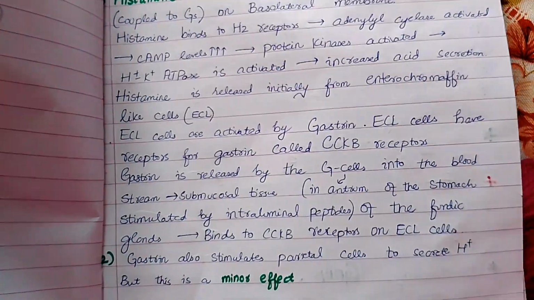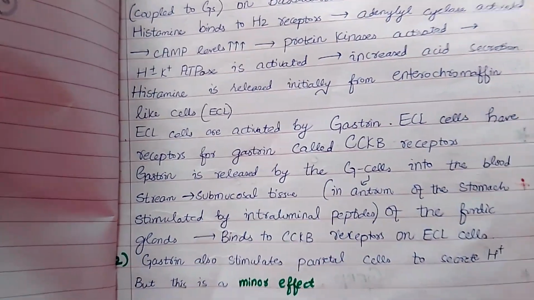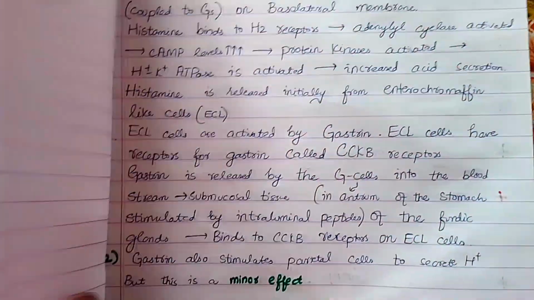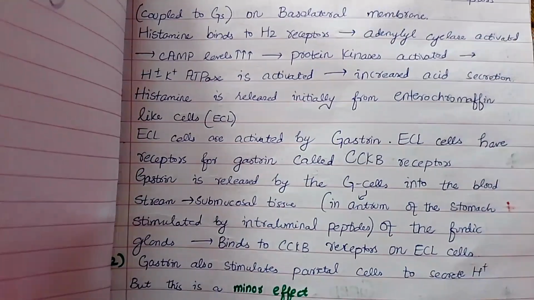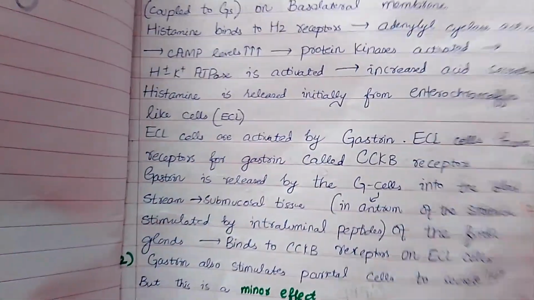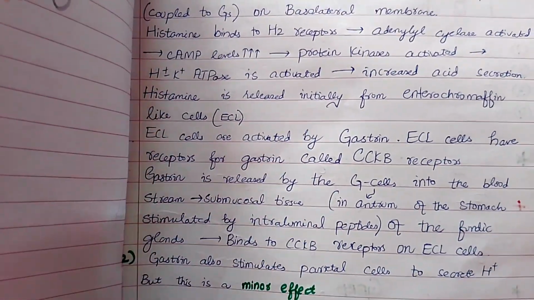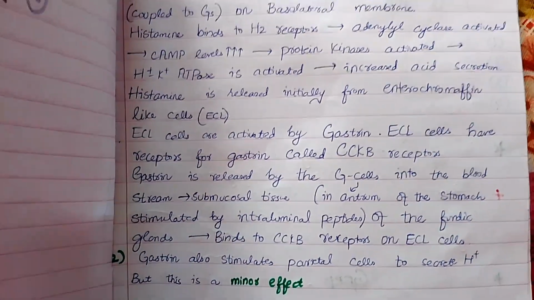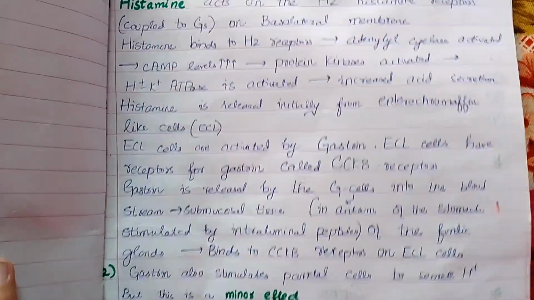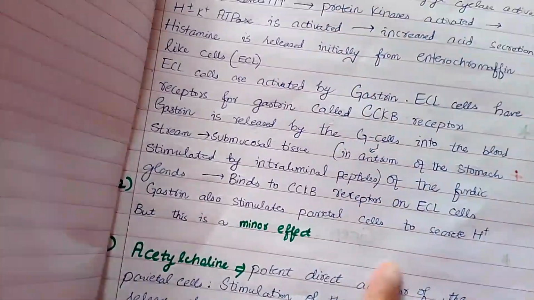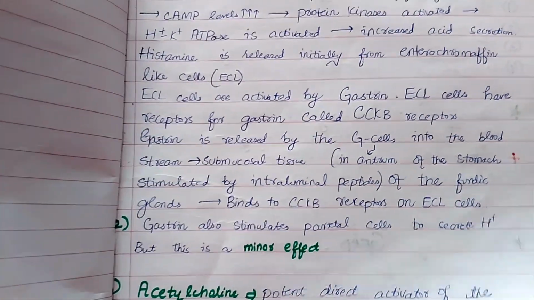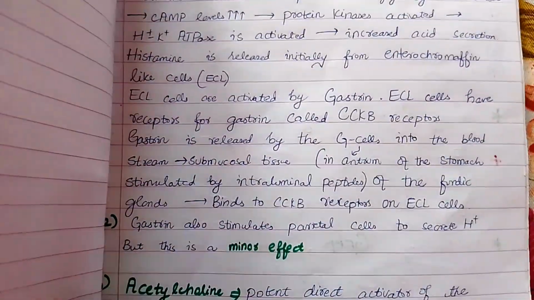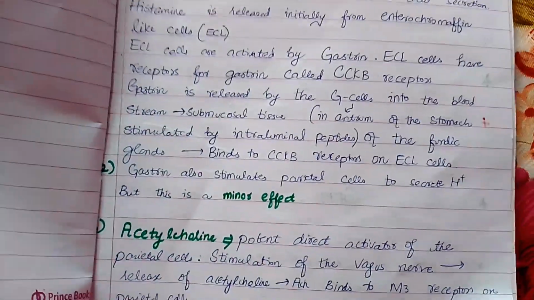Now let's see how gastrin is released by the G cells into the bloodstream. The G cells are present in the antrum of the stomach. From the bloodstream, this gastrin enters the submucosal tissue of the fundic glands and binds to the CCKB receptors on the enterochromaffin-like cells. Gastrin also stimulates the parietal cells to secrete hydrogen ions, but this is a very minor effect.